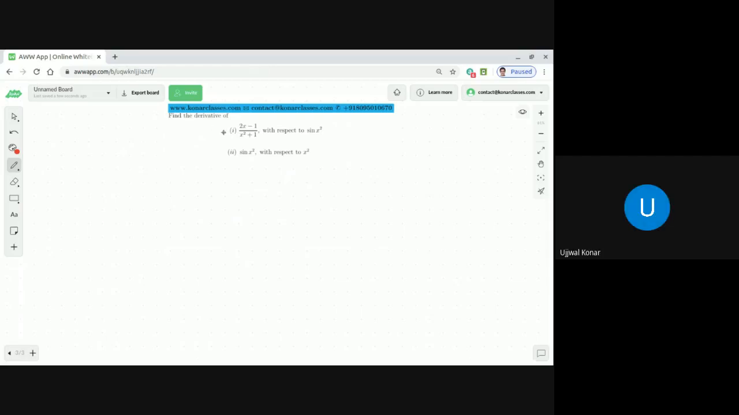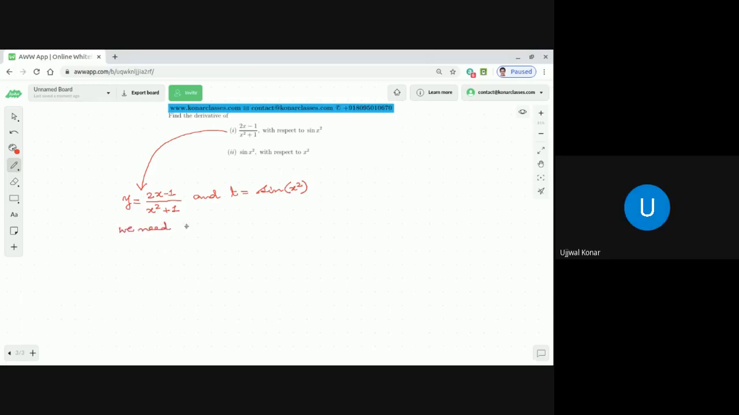Find the derivative of the first one, I'm going to do; the second one you'll do as homework. Find the derivative of (2x minus 1)/(x square plus 1) with respect to sin x square. So if we assume that y is equal to (2x minus 1) divided by (x square plus 1), and if we assume that t is equal to sin x square, not sin x whole square, it's sin of x square, okay.